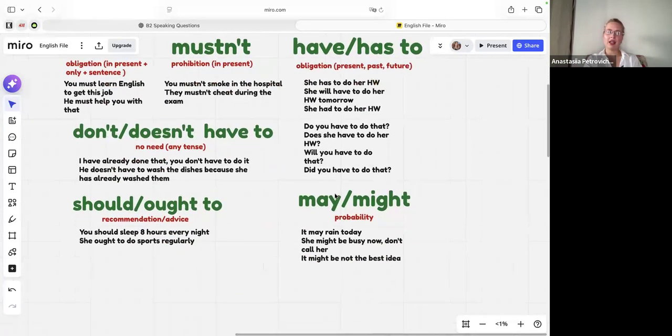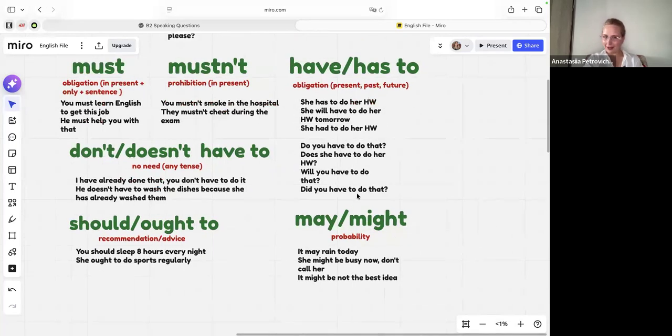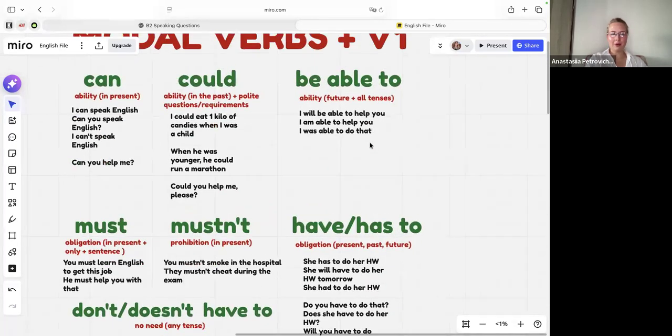So same situation here. However, there is no difference. Both of them are used in the same tense, so they're not used in the past. They are used in the present. So that's it, guys. That's it. You see, we had a pretty fast explanation with you of all the modal verbs.